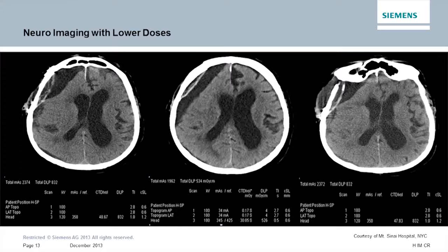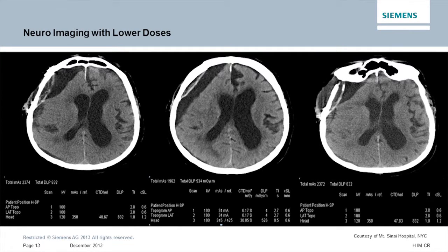Now, part of the way we got the dose as low as we did is we used CARE kV to set the kV at 100, as opposed to what we might use routinely across the board, 120 on a routine head. In this case, the machine said, based on your goals, a high degree of low contrast detectability and the shape of the patient's head, we can accomplish this with 100 kV and get excellent image quality.